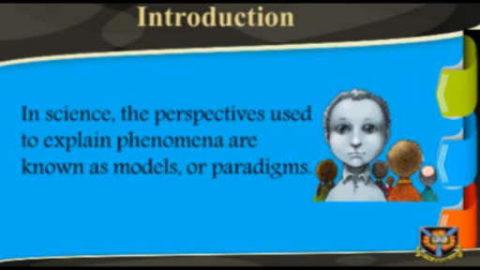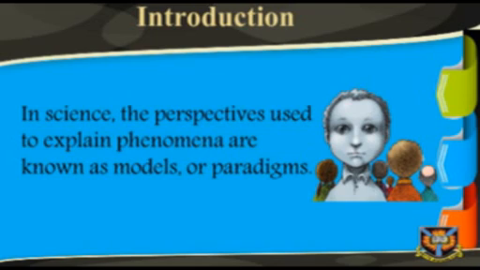In science, the perspectives used to explain phenomena are known as models or paradigms. Each model spells out the scientist's basic assumptions. It gives orders to the field under study and sets guidelines for its investigation. Each model shapes what the investigators observe as well as the questions they ask, the information they seek, and how they interpret this information.